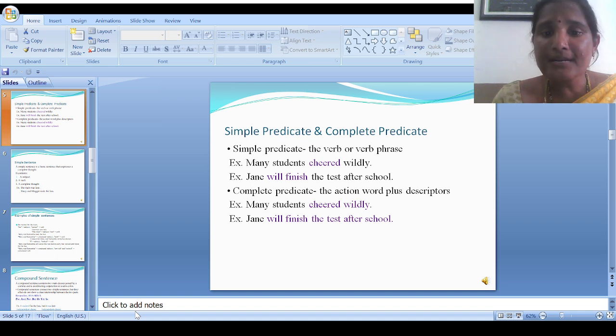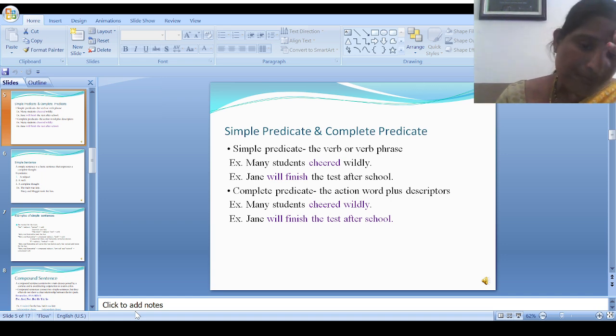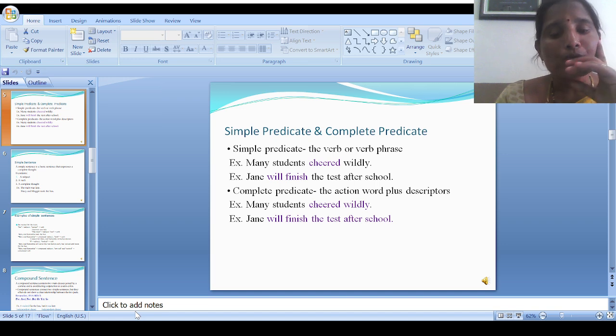So, simple predicate and complete predicate. The simple predicate is cheered, and the complete predicate will be the words plus descriptors. If you are describing something with a verb, that becomes your verb phrase. So, here, many students cheered wildly. This is a sentence, and Jane will finish the test after the school. So, will finish the test after the school, along with the modal auxiliary, becomes your descriptor of the sentence.